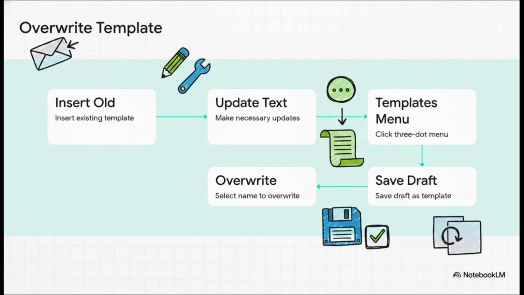Thankfully, updating these is incredibly simple. You just start with a brand new, completely blank email, clear out your signature if it pops up automatically, then insert the old template that needs updating. Now, right there in the Compose window, just make your changes. Fix the text, update the link, whatever you gotta do.